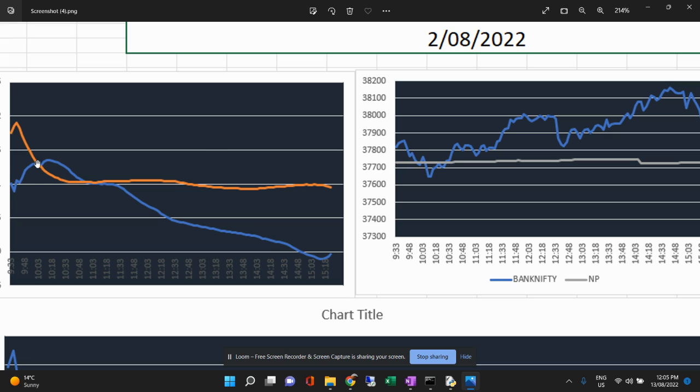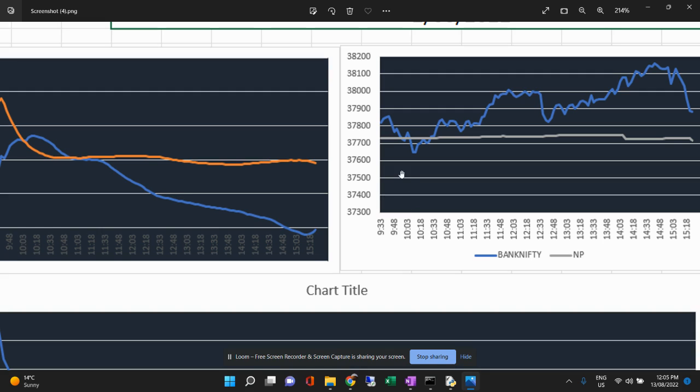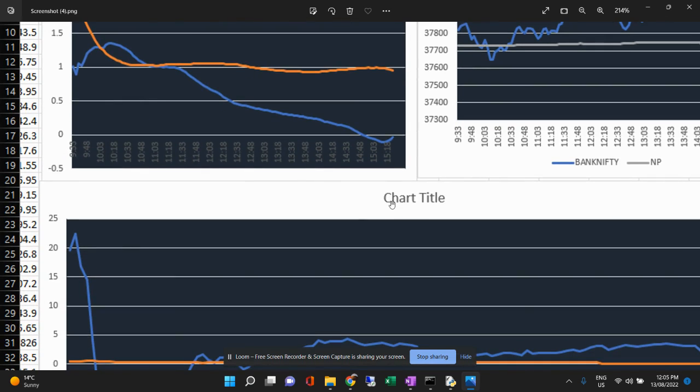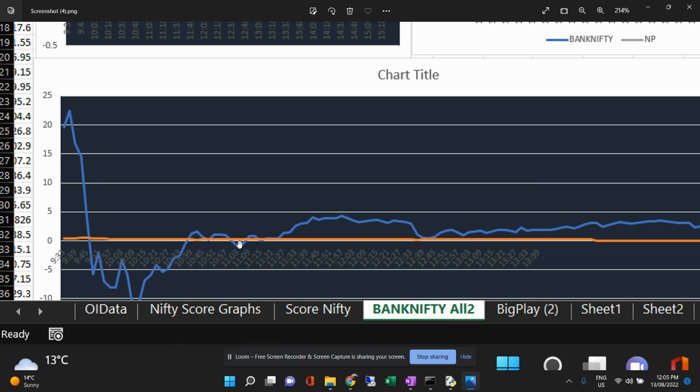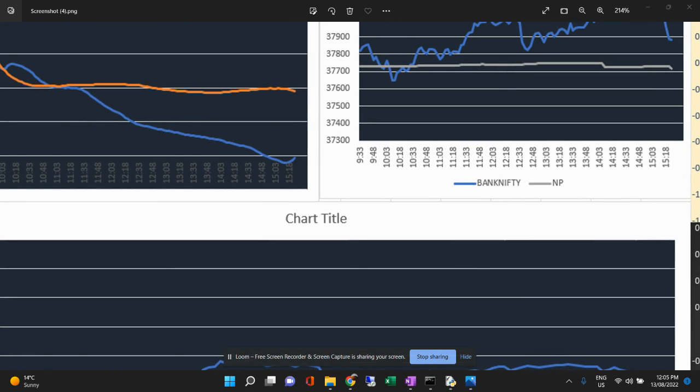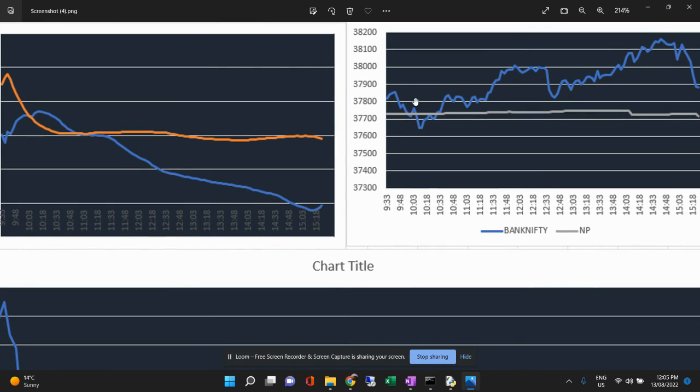Over here at approximately 10:03, the bearish negative Z index was higher than the positive Z index. At that time, Bank Nifty was very close to the neutral point, and over here the Bank Nifty rate of change was lower than the neutral point rate of change. So we can take a trade here on the sell side at 11:03.